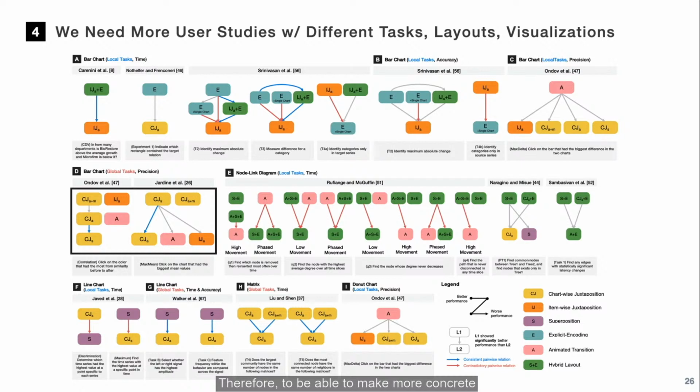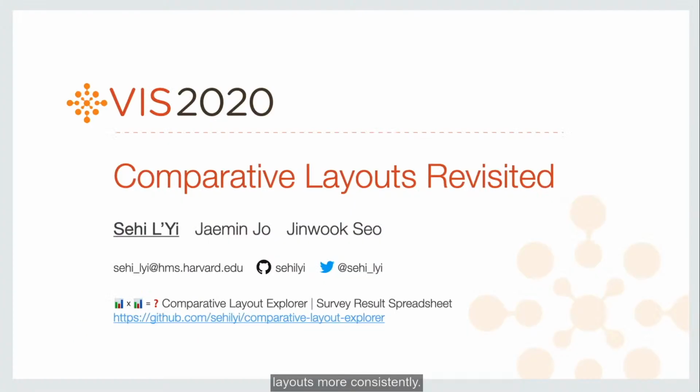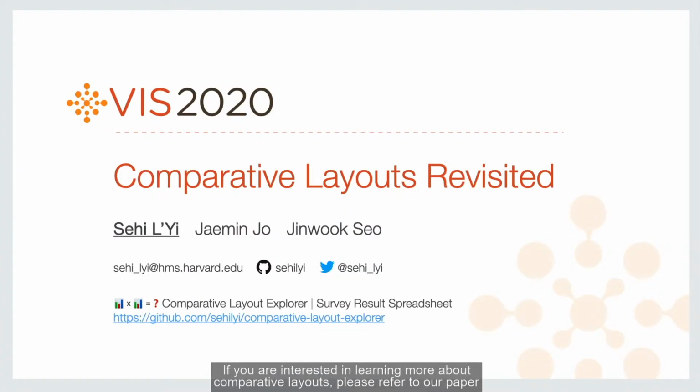Therefore, to be able to make more concrete design guidelines, we think we still need a better understanding of comparative layout by conducting more user studies and finding factors that separate the usefulness of the layout more consistently. If you are interested in learning more about comparative layout, please refer to our paper, our survey result, and also an online gallery for exploring their design space.